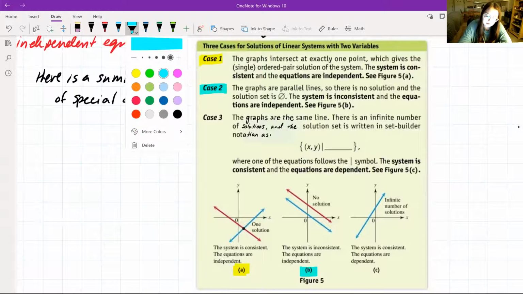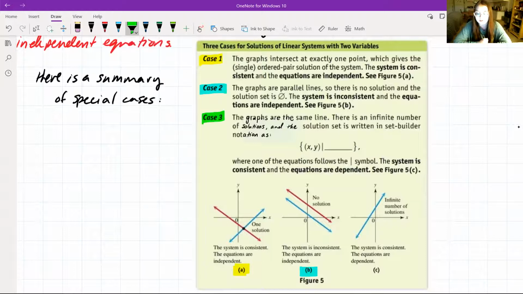Then lastly, case 3: the graphs are the same line. This is what we see with our different forms. Even if it's scaled, or each term is multiplied by 2, when we graph them, they are the same line. So this means that there is an infinite number of solutions. If they're just 2 lines overlaid, they have an infinite number of solutions, and the solution set is written in set builder notation as x comma y, where we see some equation following the vertical bar symbol. You could pick any equation in that case.